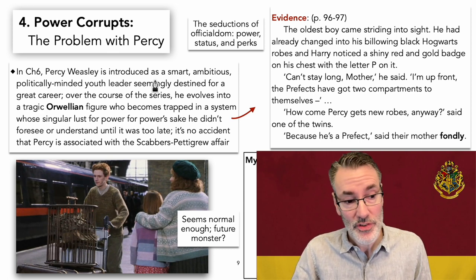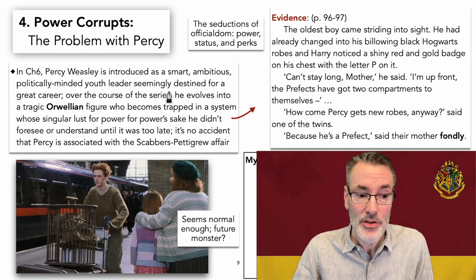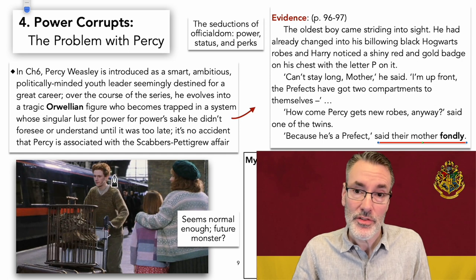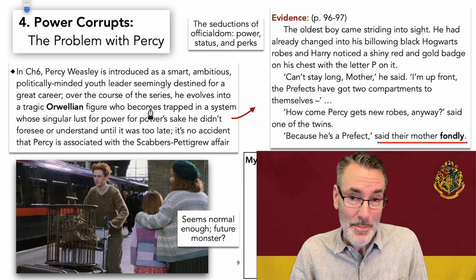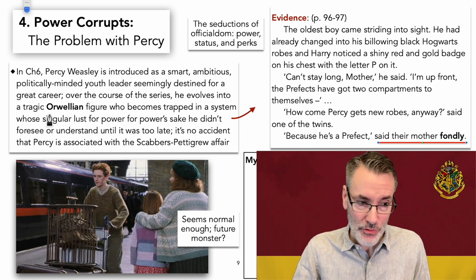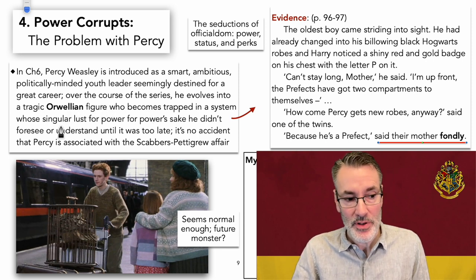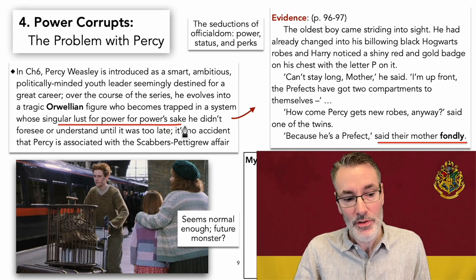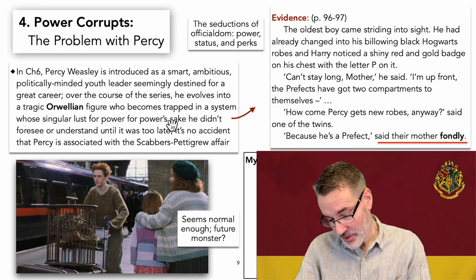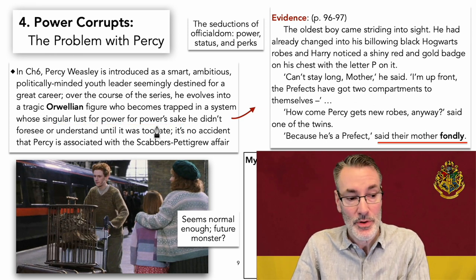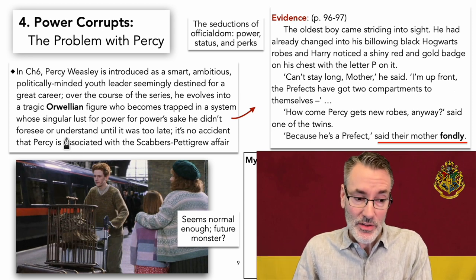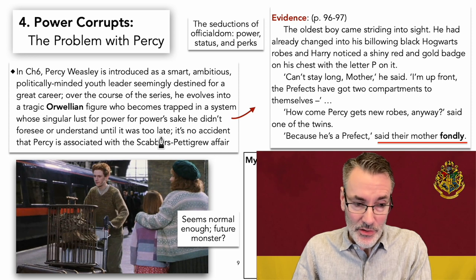So in chapter 6, Percy Weasley is introduced as a smart, ambitious, politically minded youth leader seemingly destined for a great career. And someone that we love and trust loves and trusts him, and that's how dangerous it can be. Over the course of the series, Percy evolves into a tragic Orwellian figure who becomes trapped in a system whose singular lust for power's sake he didn't foresee. He believes in the system, he trusts the system, it seems to be working well, it's keeping order and peace and good governance, perhaps. You can't see it until it's too late very, very often. And he doesn't understand it until it's too late.